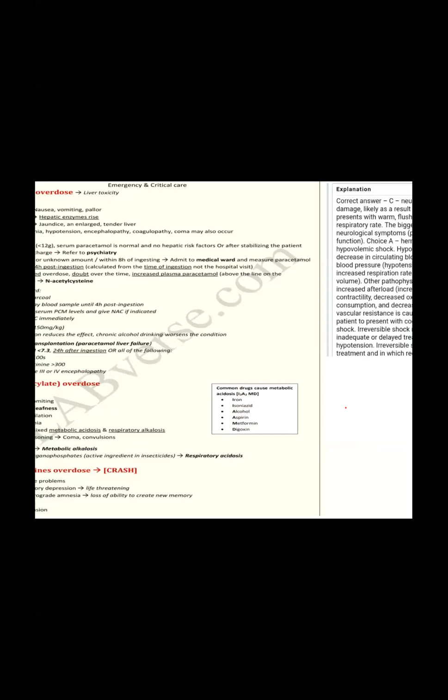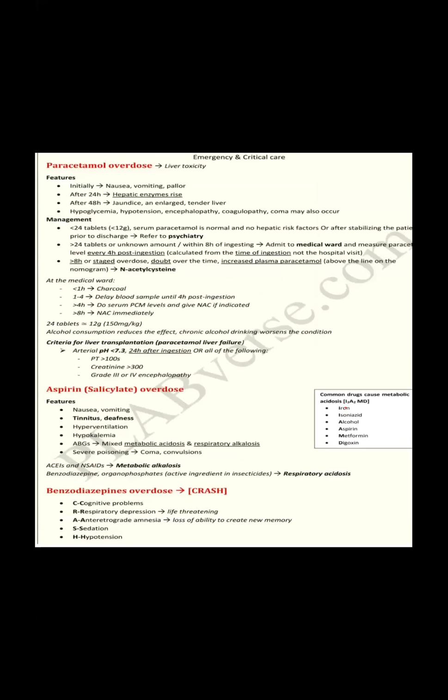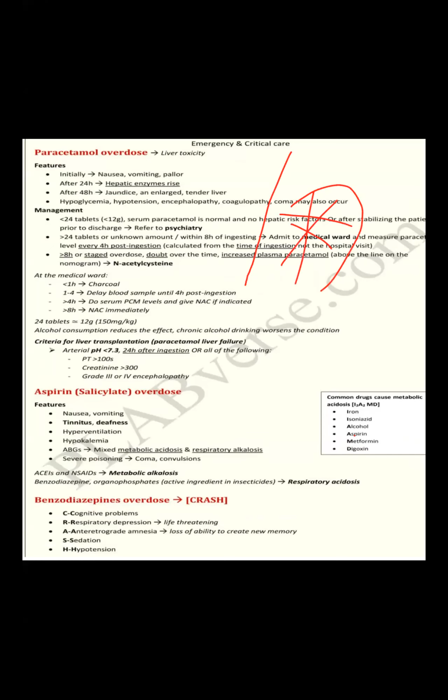Paracetamol overdose, a very high topic for the exam, a very important question. Many candidates ask about the management, even in the exam they ask. What do they ask? Shortly, I will tell 1, 2, 3. First of all, initially the presentation they ask: stage 1, stage 2, stage 3, stage 4. Remember, initially nausea, vomiting, pallor. I'll give the chart later. After 24 hours, hepatic enzyme rise. After 48 hours, jaundice, enlarged tender liver, hypoglycemia, hypertension, encephalopathy, coagulopathy. This is stage 5.